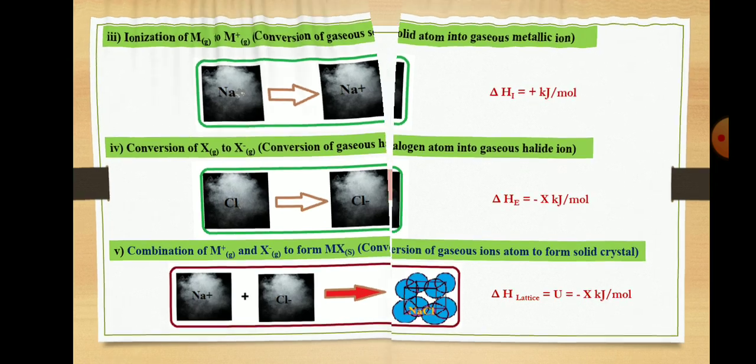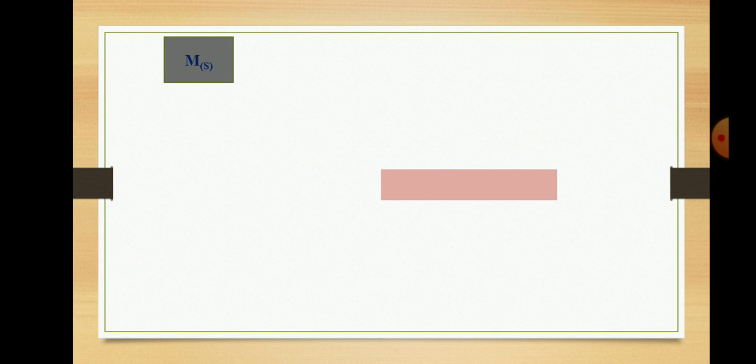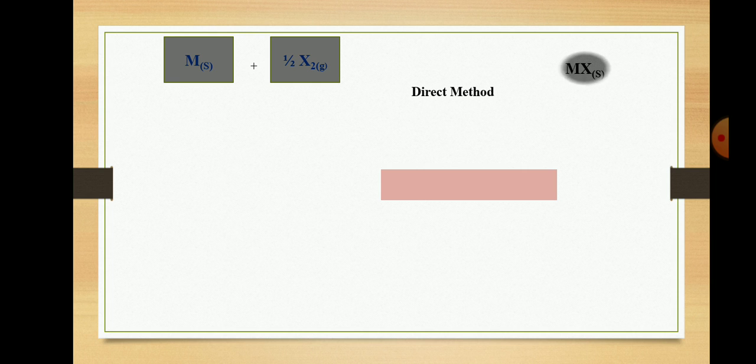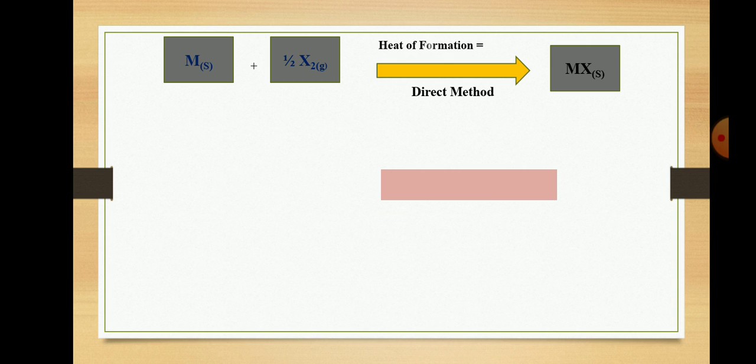So students, we have to sum up all these steps one by one for your better understanding, which is also important for the writing part in the exam. When solid metal M combines with halogen, this method is called the direct method. We get the ionic compound MX in solid state. This is called the direct method, which is nothing but heat of formation, which is indicated by delta HF. This is called direct consideration.